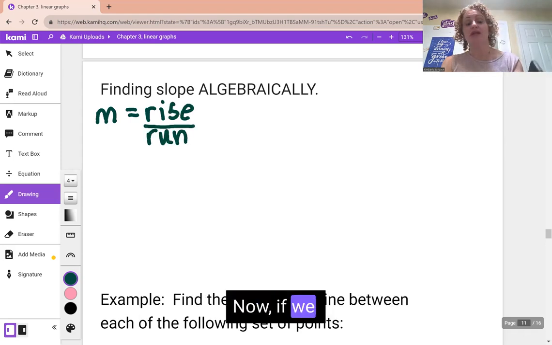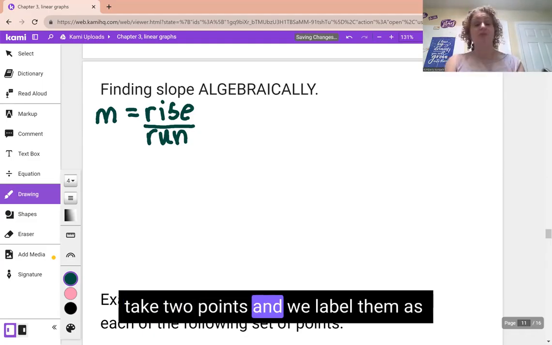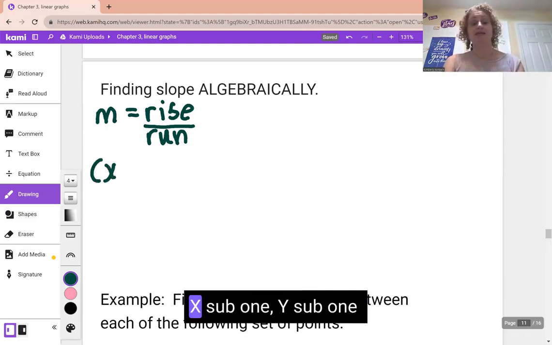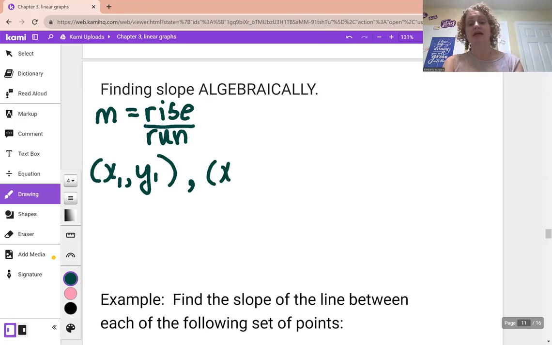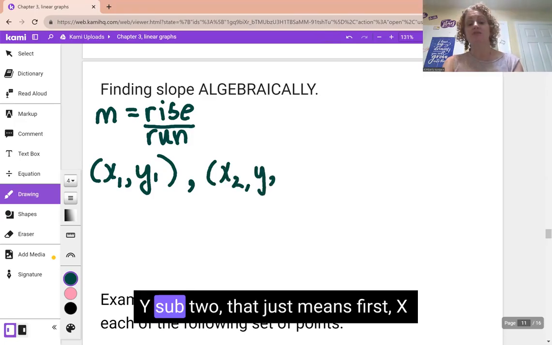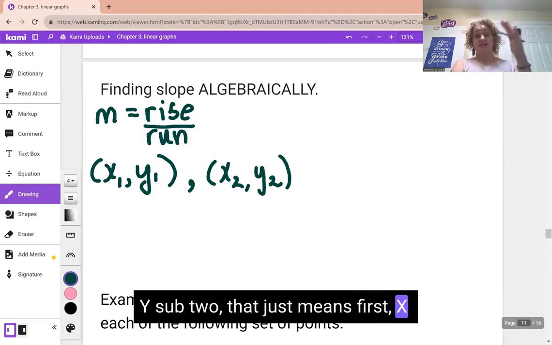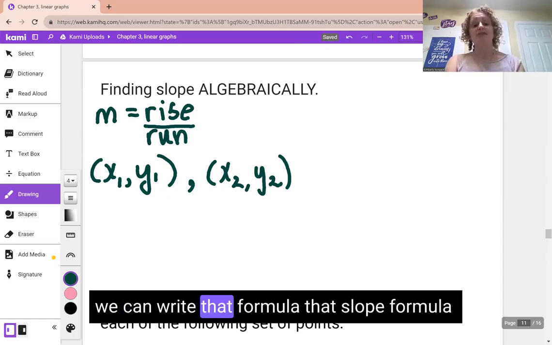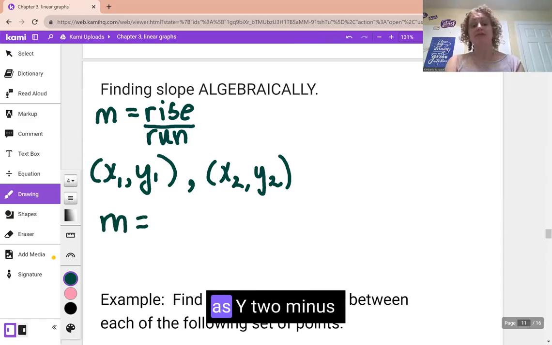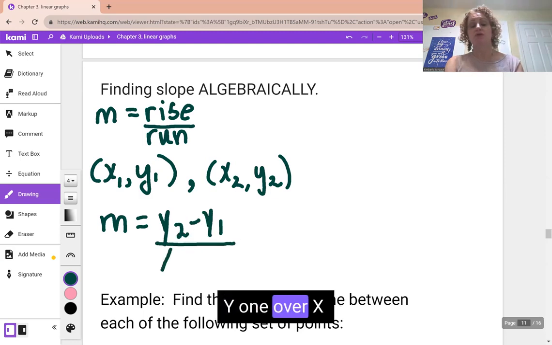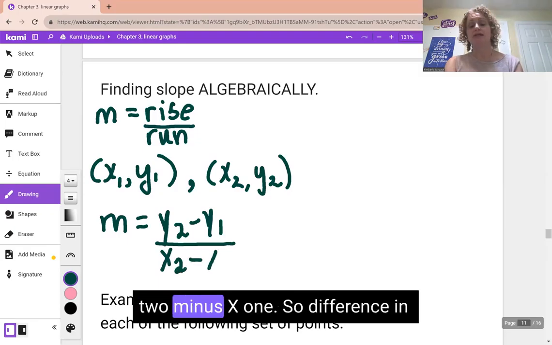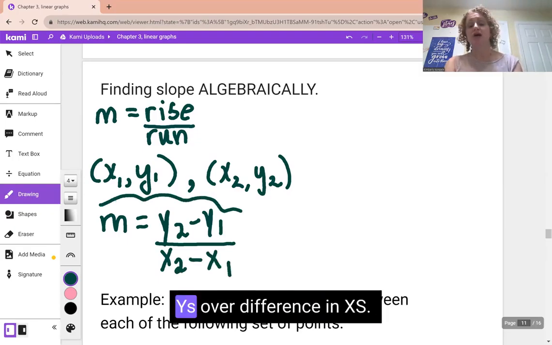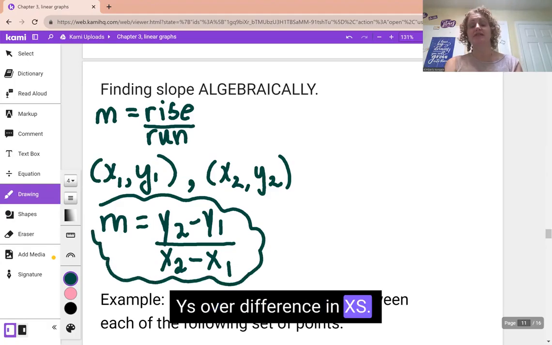Now, if we take 2 points and we label them as x sub 1, y sub 1, and x sub 2, y sub 2, that just means first x, first y, second x, second y. We can write that slope formula as y2 minus y1 over x2 minus x1. So difference in y's over difference in x's.